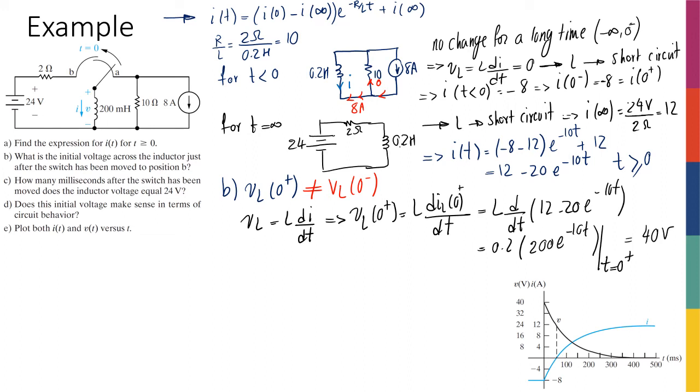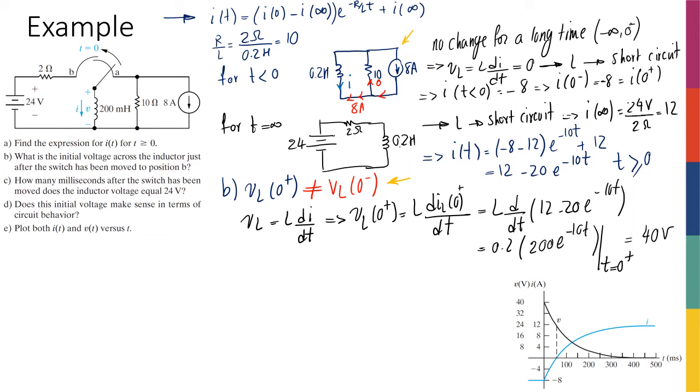Now, if I wanted to actually look at the voltage of the inductor before switching, just to emphasize that the voltage of the inductor before and after switching is not equal, think about it. What was the voltage of the inductor just before the switching? Well, just before the switching, I had this circuit. And since this circuit was there for a long time, the inductor was a short circuit. So what would be the voltage of the inductor just before switching? 0, because it's a short circuit, right? There's no voltage across it. So before switching, I had 0 volts. A moment after switching, I have 40 volts.